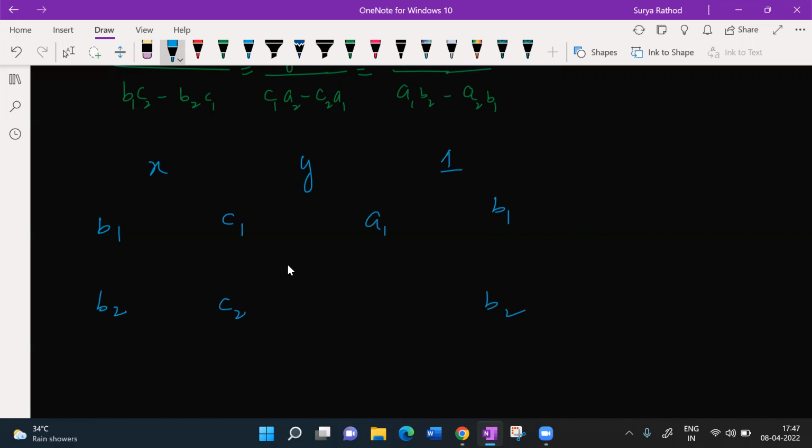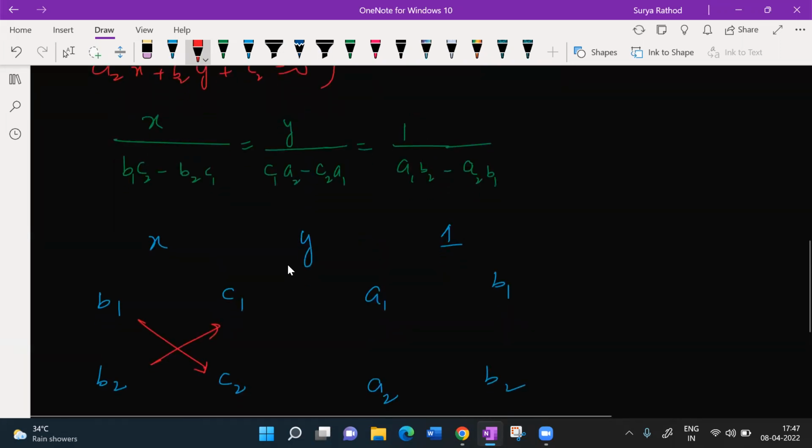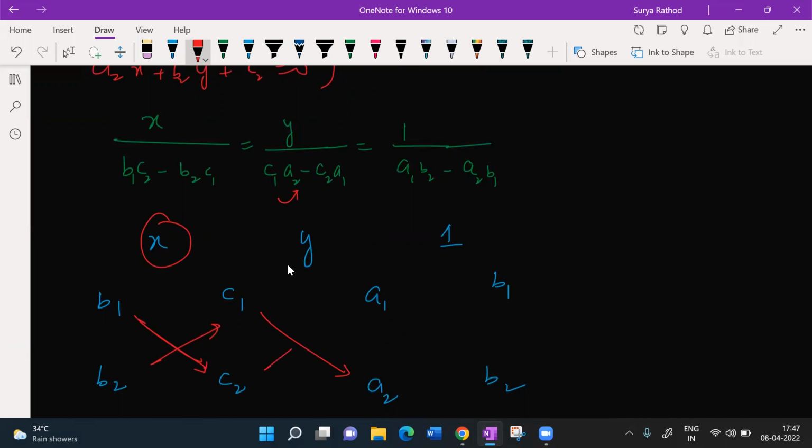Again here a1 is missing, right? a1, a2. Cross multiply, cross multiply. This into this minus this into this. So x divided by b1 c2 minus b2 c1. That's how we got. Again c1 a2 minus a1 c2. Constant, this divided by a1 b2 minus a2 b1. Correct.